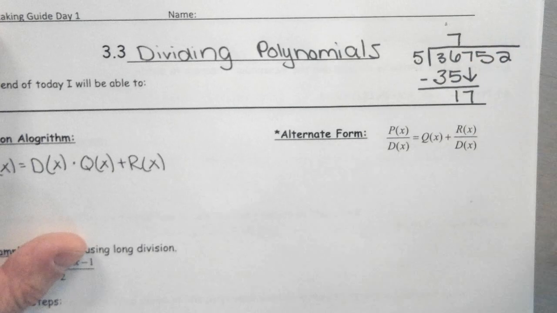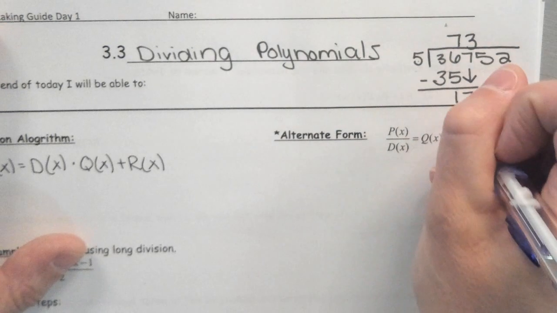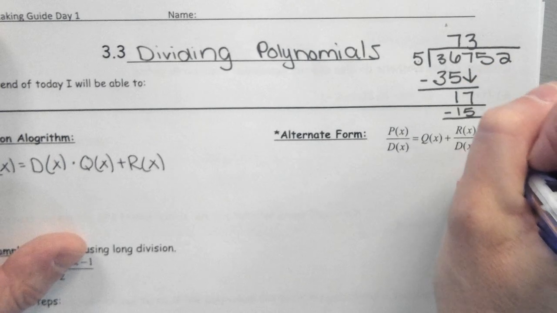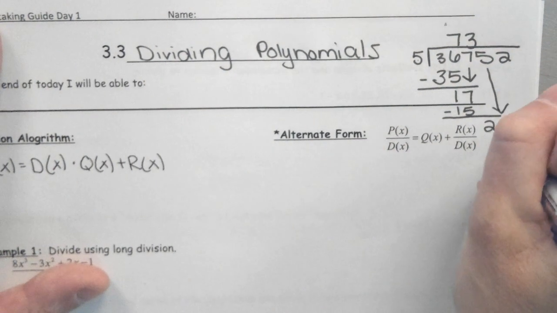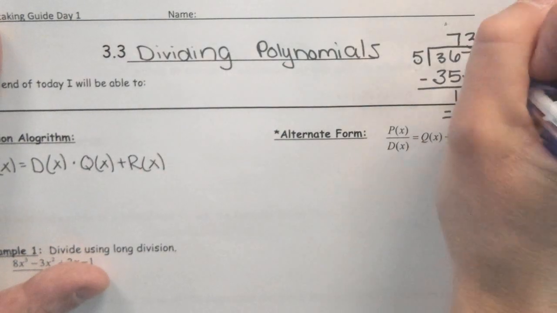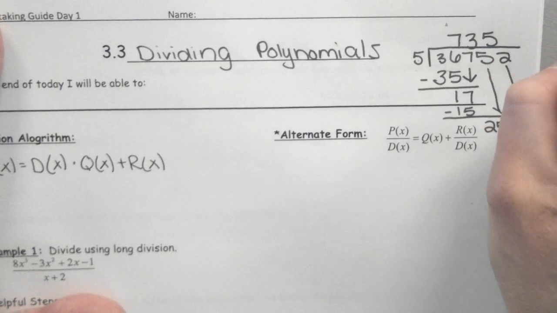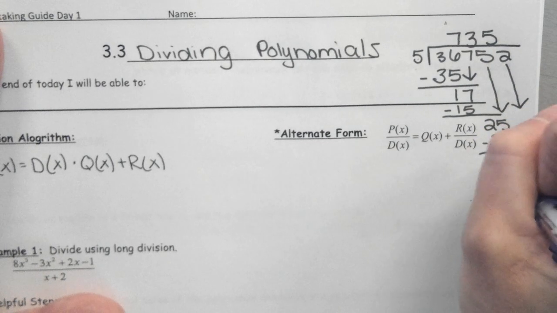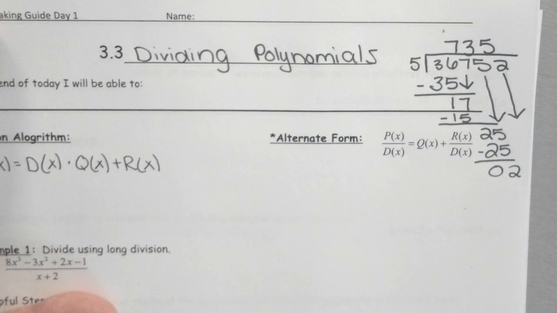How many times can 5 go into 17? 3. Yeah, 3. So 3 times 5 is 15. So I subtract and I get 2. Bring down the 5. How many times? 5. And then we bring down the 2. Well, actually, let's subtract first, sorry. 25 minus 25 is 0. Then we bring down the 2. How many times does 5 go into 2?